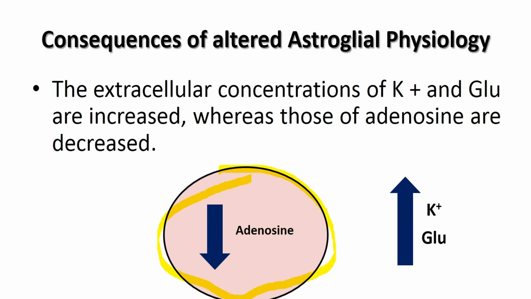Extracellular concentration of potassium, I have tried to show extracellular by showing it outside the boundary of the cell. So, what happens? Extracellular potassium and extracellular glutamate, there is an increase, whereas adenosine is decreased. The nucleotide adenosine is decreased.